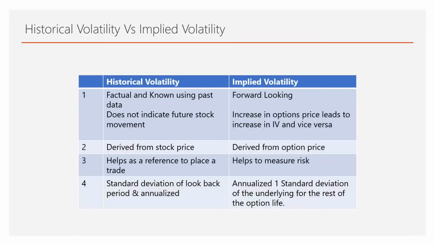Implied volatility increases when option price increases, and vice versa. Historical volatility is derived based on the stock price. Implied volatility is derived based on the option price.